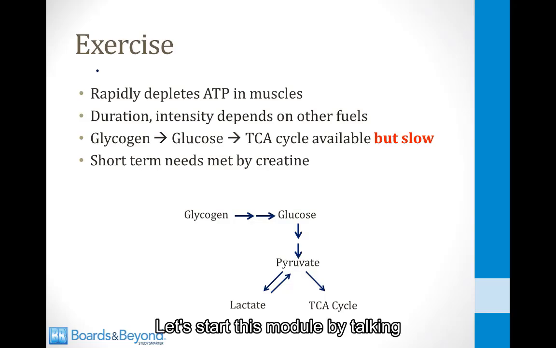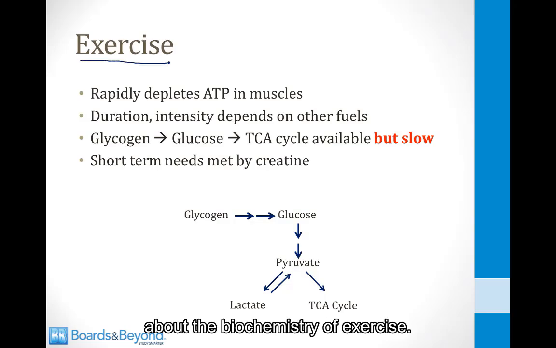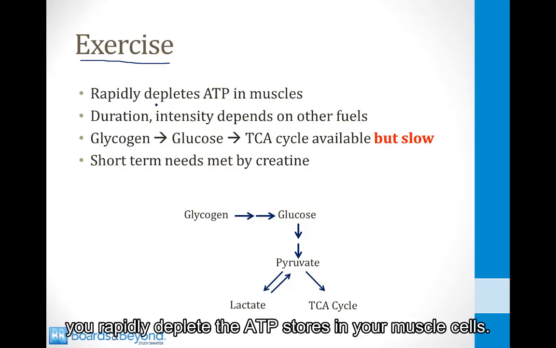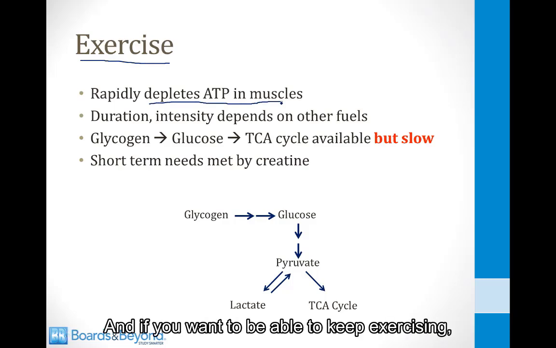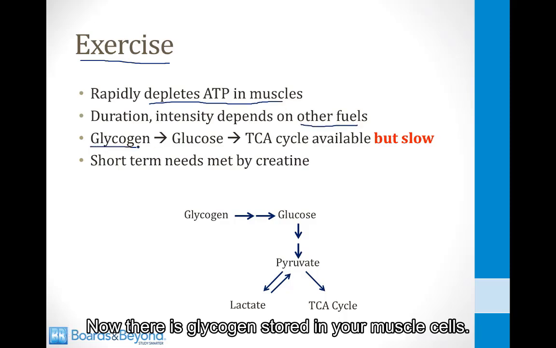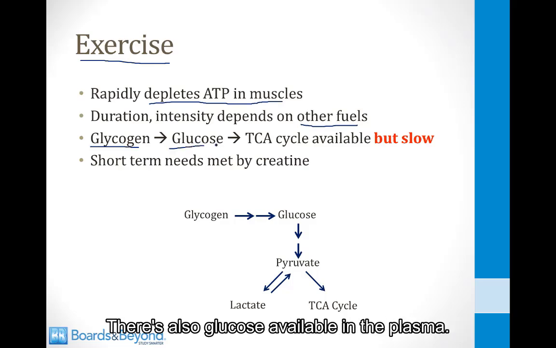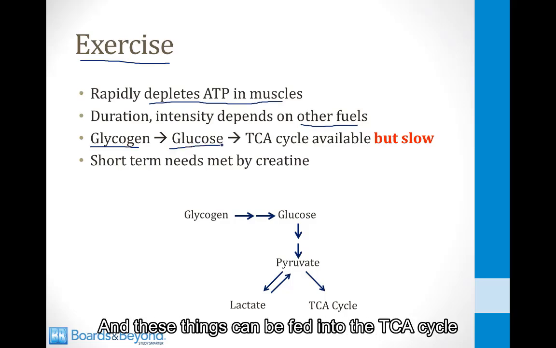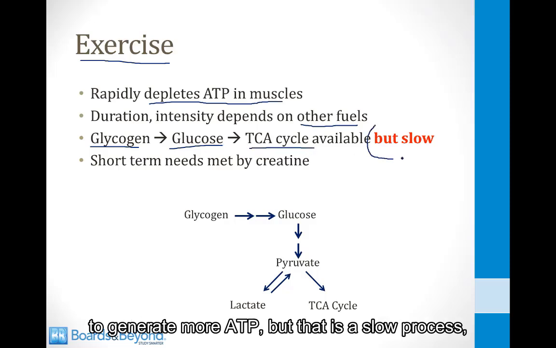Let's start this module by talking about the biochemistry of exercise. When you begin exercising, you rapidly deplete the ATP stores in your muscle cells. And if you want to be able to keep exercising, you need to derive energy from some other type of fuel. Now, there is glycogen stored in your muscle cells. There's also glucose available in the plasma. And these things can be fed into the TCA cycle to generate more ATP, but that is a slow process.